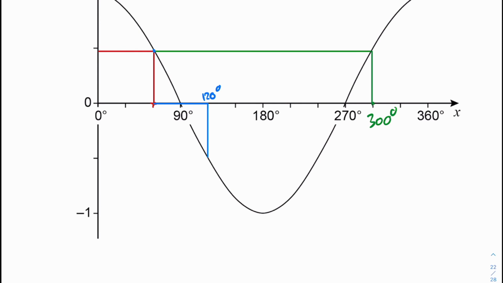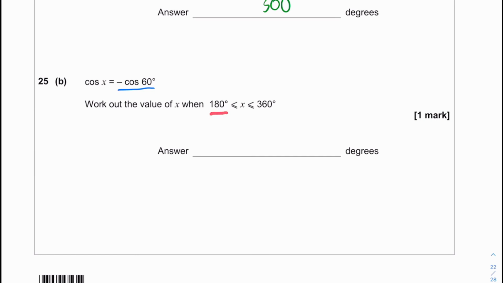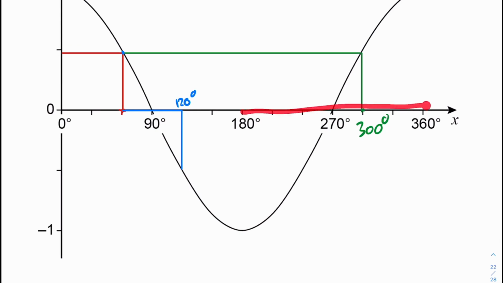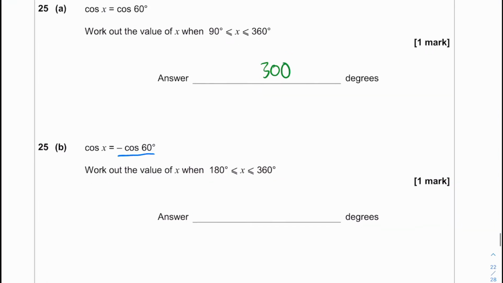Okay, so I was going to actually say that this was the final answer, 120 degrees, but if we actually check the question, it says from values between 180 to 360 degrees. So what we need to have is a value between here, and again, the symmetry in the cos graph, we can see that this point that we've marked on here is exactly the same as this point here. So if we do another line going across, and then we go up, we get to the point 240 degrees. So as well as the answer being 120 degrees, within the range that we needed for this question, it's also 240 degrees. So the answer is 240 degrees.